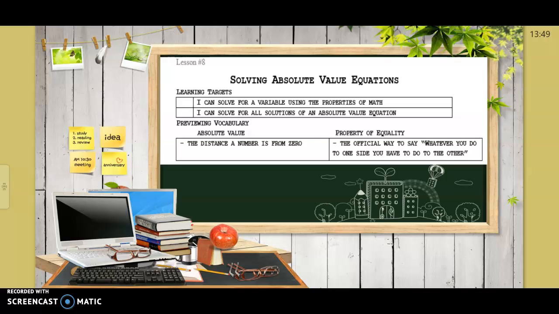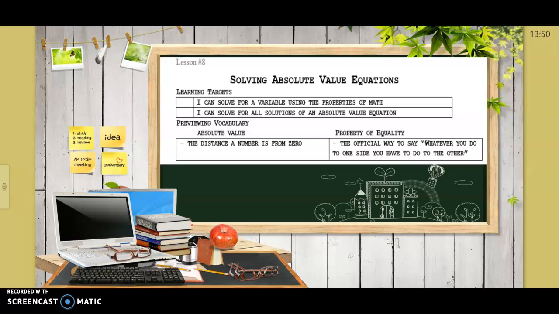Number 8, solving absolute value equations. Learning targets for today, what we're shooting for: you'll be able to solve for a variable using the properties of math, the ones that we've already been doing, and then solve for all solutions of an absolute value equation.